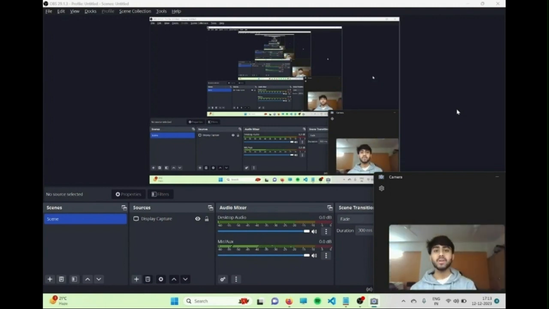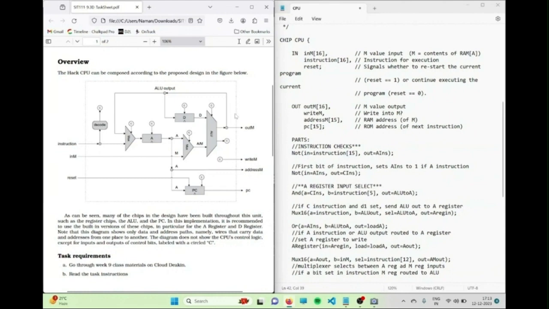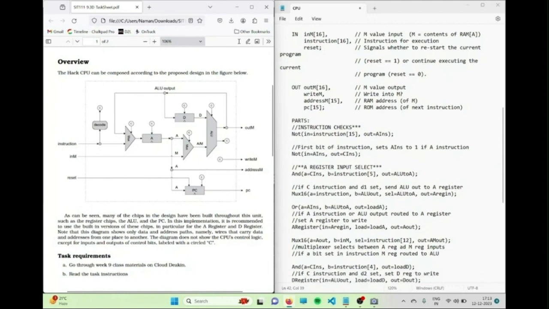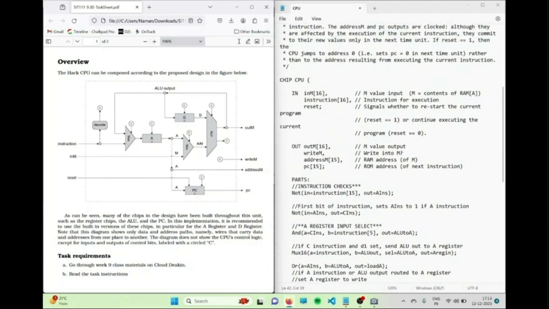Today I will be explaining the CPU.hdl program, which is task 7.3D. As you can see on the screen, we have the Hack CPU flowchart and the CPU.hdl code. Now I will be discussing the code line by line. First we will go to the chip header.